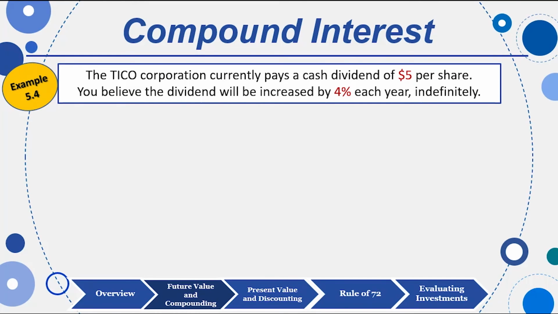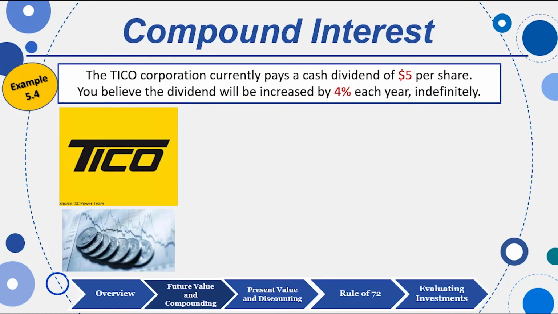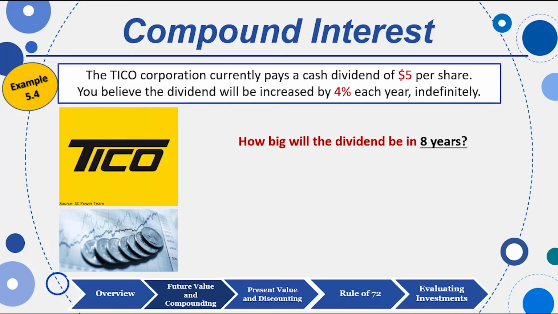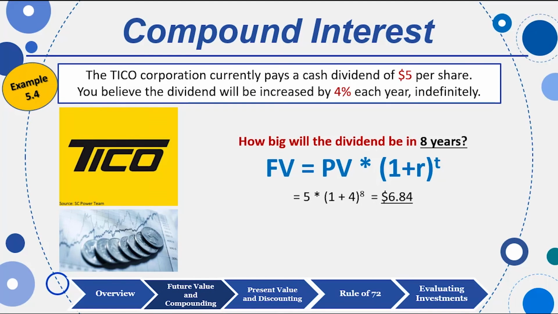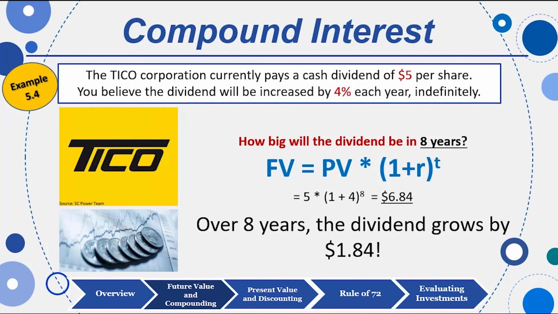Tyco Corporation pays a cash dividend of $5 a share. It will increase 4% each year based on the board of directors' forecast indefinitely. What is the value of this in 8 years? Same equation, future value equals present value times 1 plus r to the t. $5 times 1.04 to the 8th power, $6.84. So you can use this technology basically in a whole host of ways for success in business.